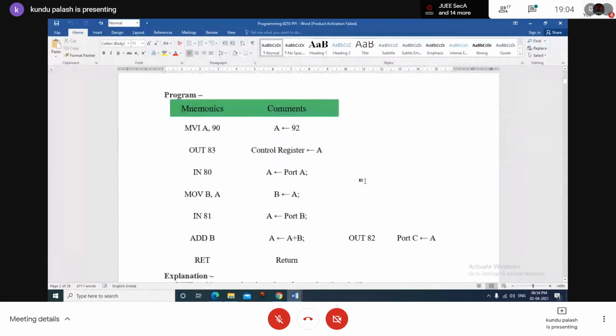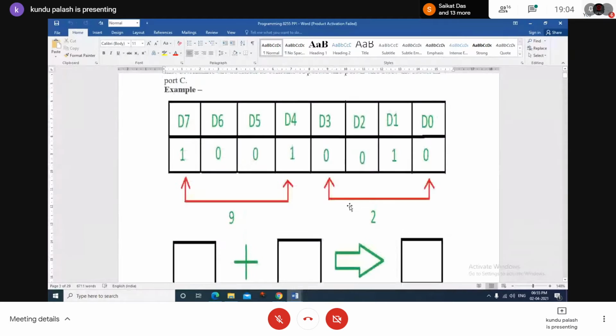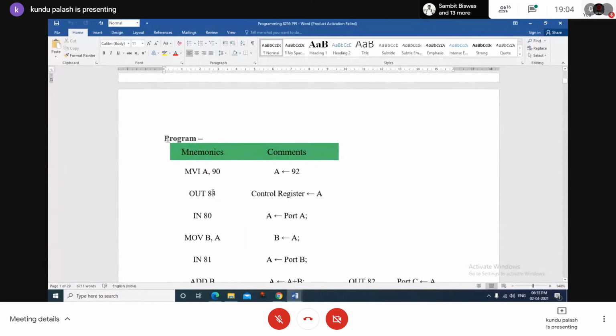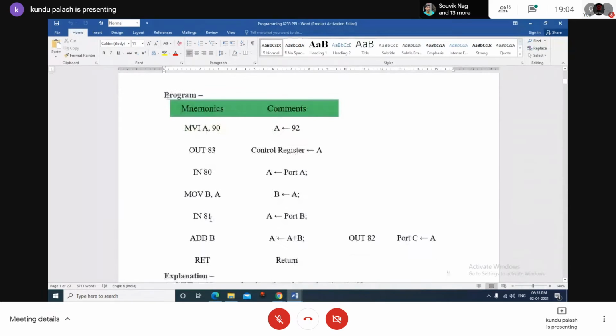And this is a typical assembly language program. Here, in the example, 90 is the control word, and the control register port address is 83. 90 is the control word according to this bit definition, which will be sent to the control register. Then read the data from port A, where the A port address is 80. Upon reading, the content will go to the accumulator, and temporarily it is stored to the B register.